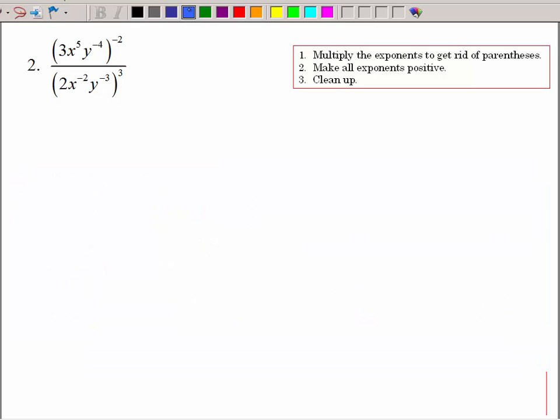Looking at number 2, I have a fraction, lots of parentheses, things like that, so I'm going to use these same 3 steps. Again, not a rule, it's just the way I do it. I'm going to remember that there are ones there, and I need to multiply those exponents. So I'm going to have 3 to the negative 2, x to the negative 10, y to the positive 8. Then for the bottom, I have 2 to the third power, x to the negative 6, and y to the negative 9.